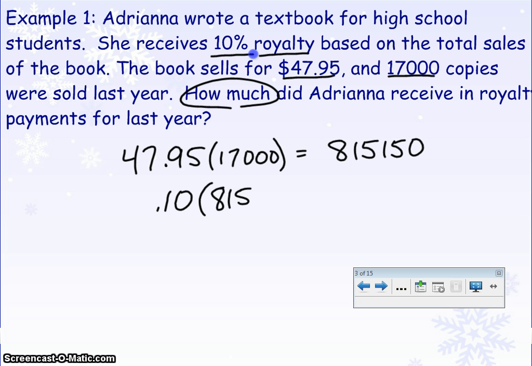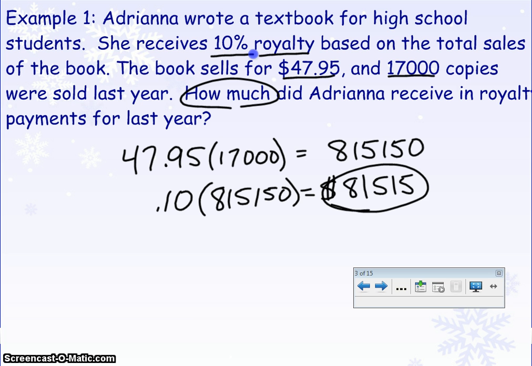Now we're going to take that 10% she actually earns from those total sales. It's 10% times the $815,150. And really all we have to do is move that decimal point over once to find out that she earned $81,515 in royalties for this book in this past year. Not bad.